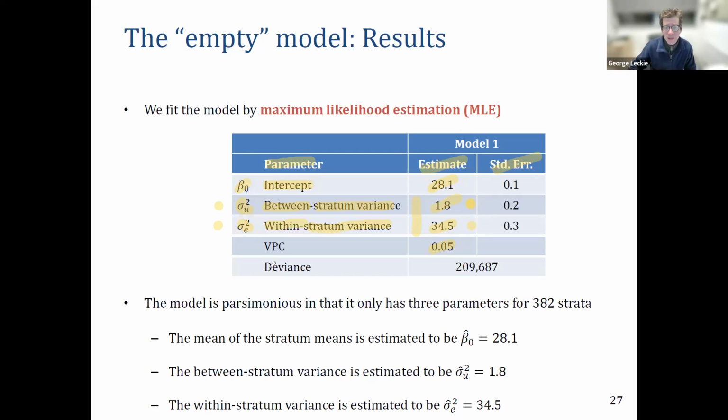And the deviance here is -2 times the log likelihood, used for likelihood ratio tests, but we're not doing that here, so I won't say more about that.